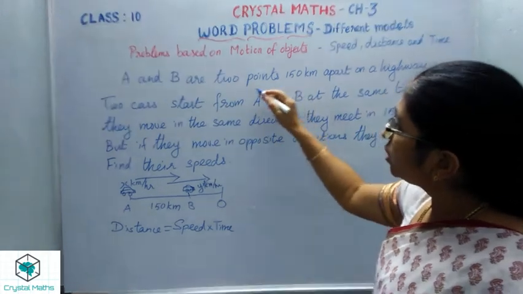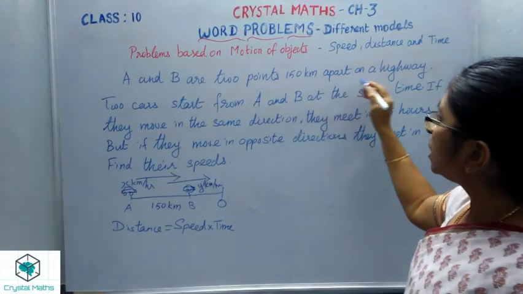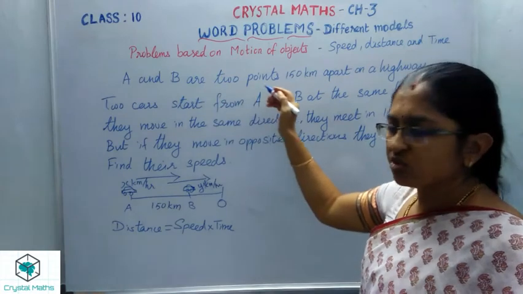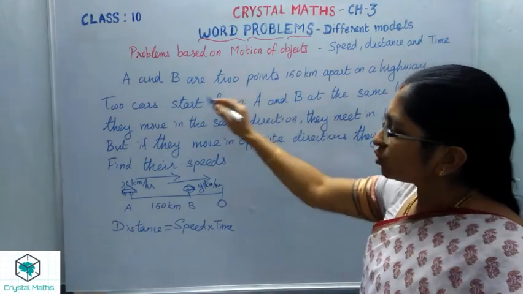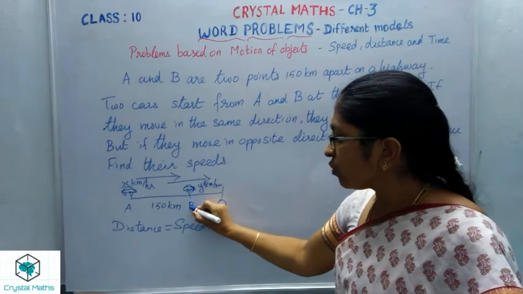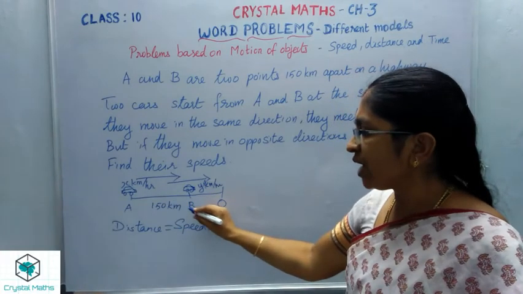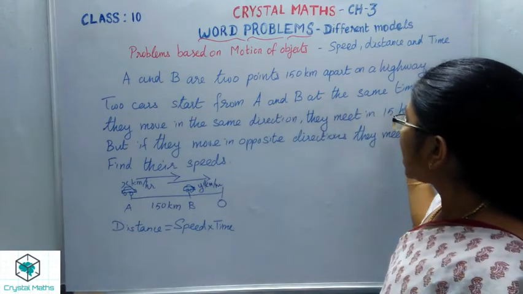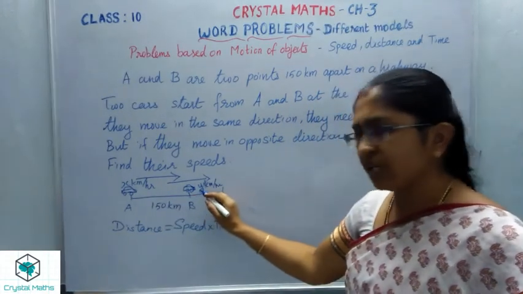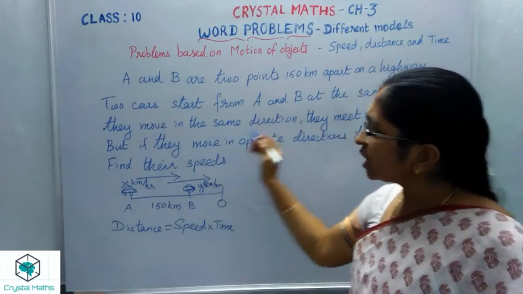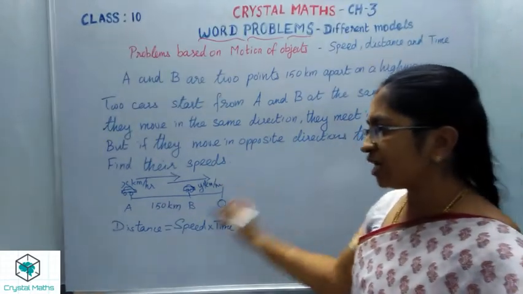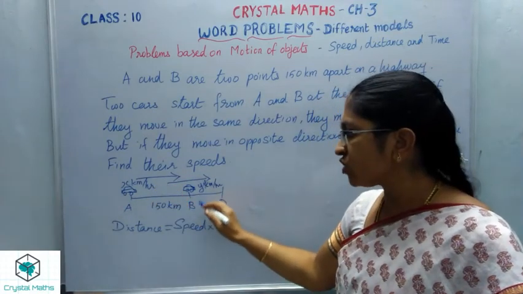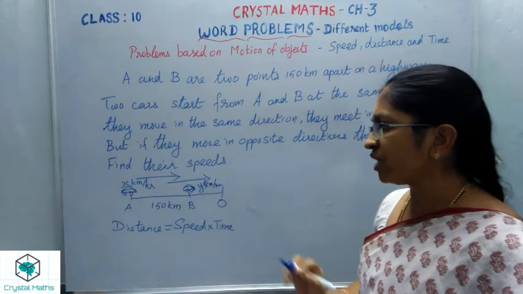A and B are two points 150 kilometers apart on a highway. Simultaneously, we will draw diagrams for the question, so it will make our work easy. Two cars start from A and B at the same time. They did not give the speed of the cars, so we take the speed of the car starting from A as x kilometers per hour and the car starting from B as y kilometers per hour.